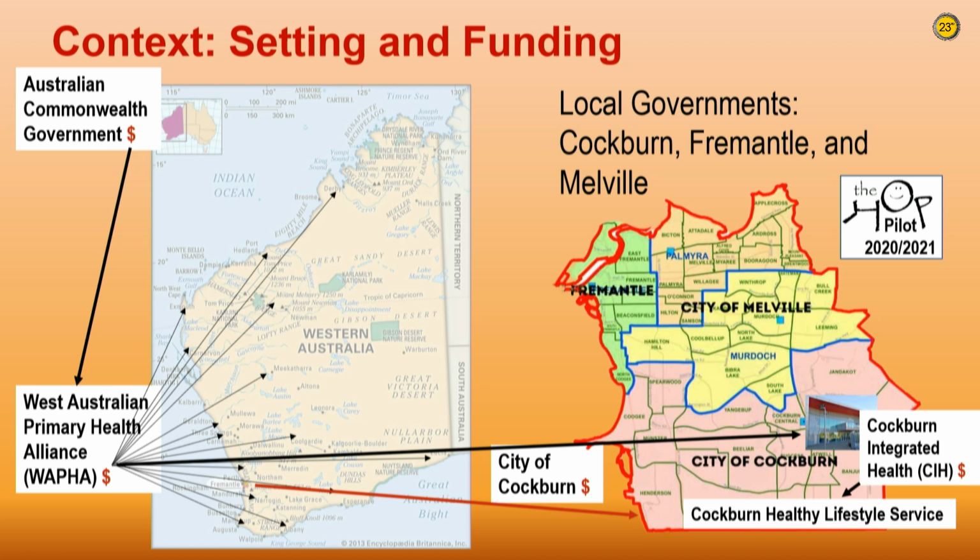And the City of Cockburn and WAPHA, which is the West Australian Primary Health Alliance, had together been funding the Cockburn Healthy Lifestyle for a number of years. This had evolved over 10 years altogether. And this had become quite a success and people were talking about it. So WAPHA decided that they would give Cockburn Integrated Health funds to see whether it would work in other local governments.